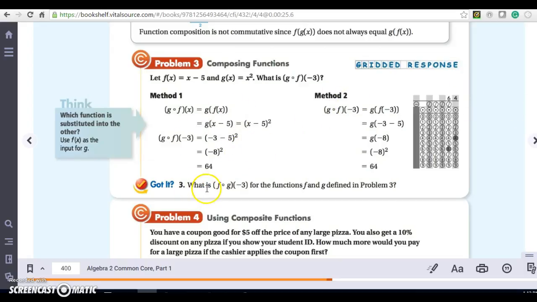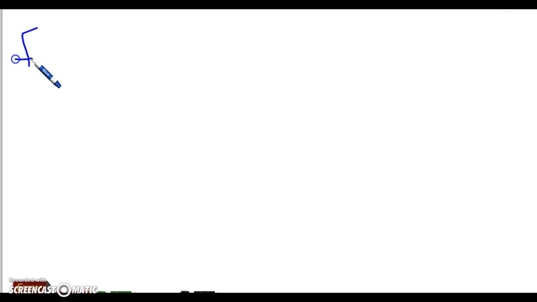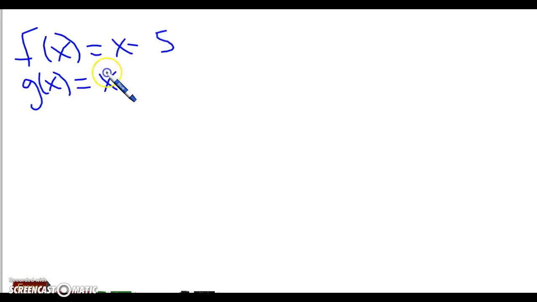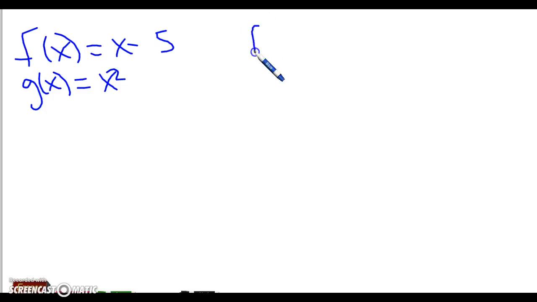Let's do one on our own. So it says, what is f composed of g of negative 3? So we're going to go in the opposite direction this time. So let me erase what I have. So f of x equals x minus 5, and g of x equals x squared. And this time, I want f composed of g of negative 3.